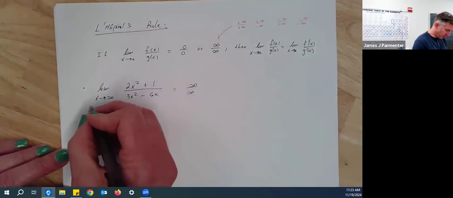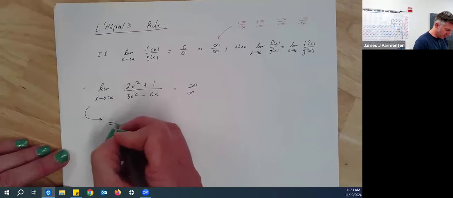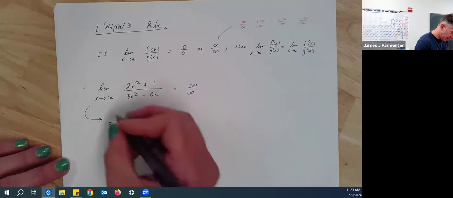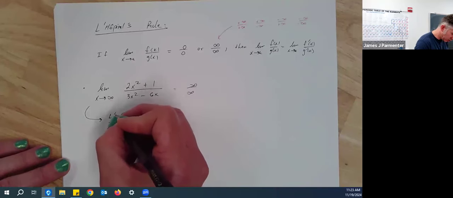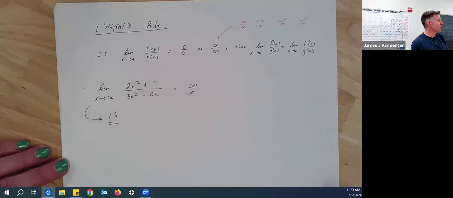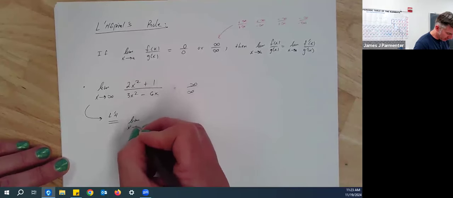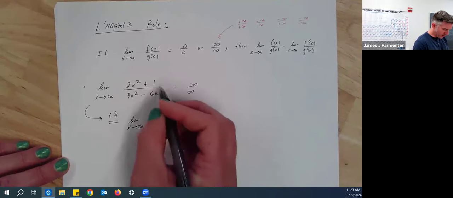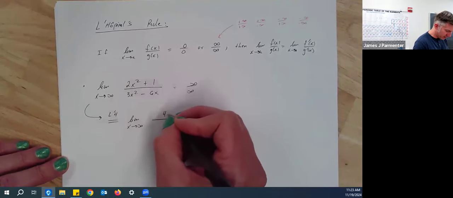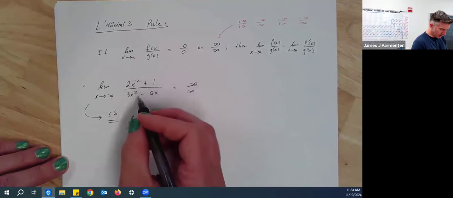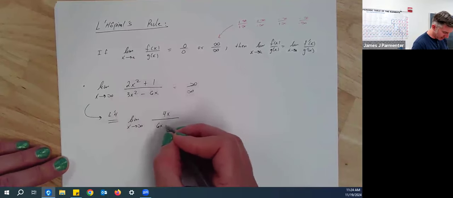And so using L'Hopital's rule, and when we use L'Hopital's rule, it's often good practice to write L'H over the equals sign so that people know you're using L'Hopital's rule. That's going to be the limit as x goes to infinity of the derivative of the top, which is 4x, and the derivative of the bottom, which is 6x minus 6.